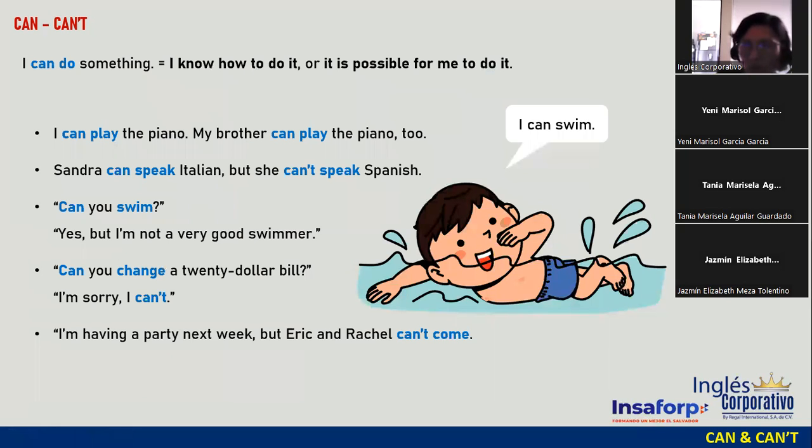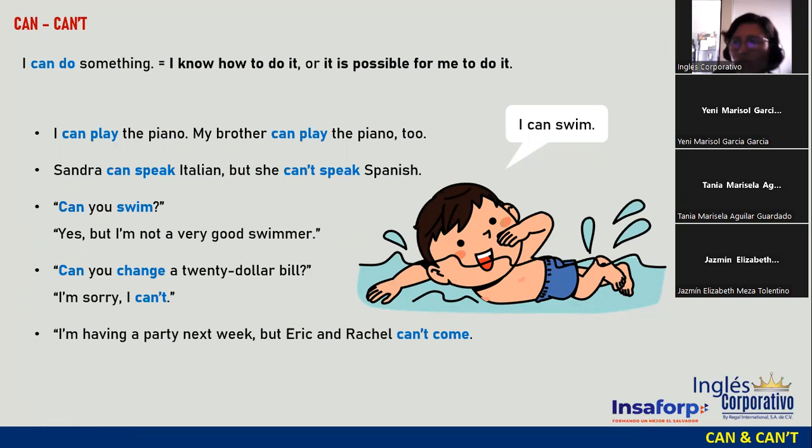Entonces, whenever you use I can or you say I can't, that means that you can do something. O sea, I know how to do it, or it is possible for me to do it. Sé cómo hacerlo o es posible para mí hacerlo porque tengo el conocimiento, tengo la habilidad o tengo lo que se necesita para hacerlo, ¿verdad?